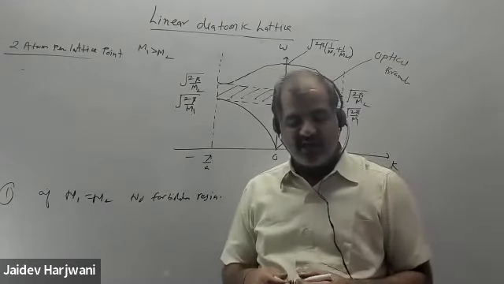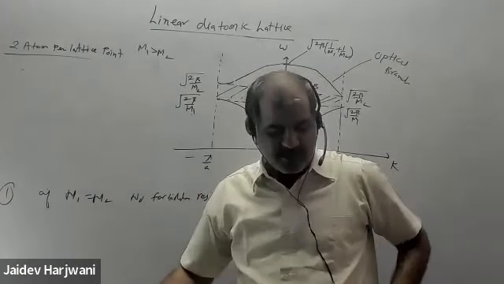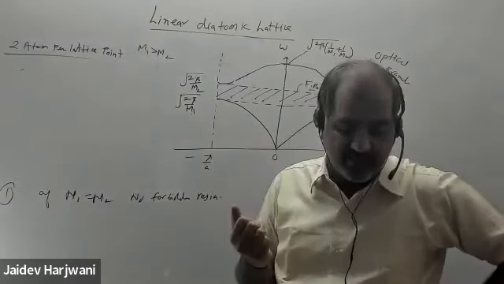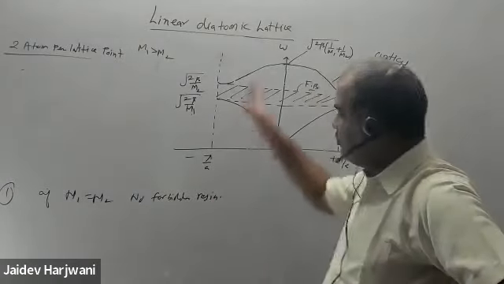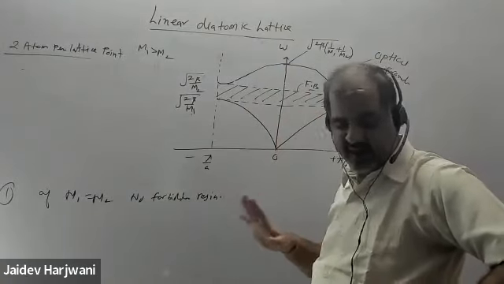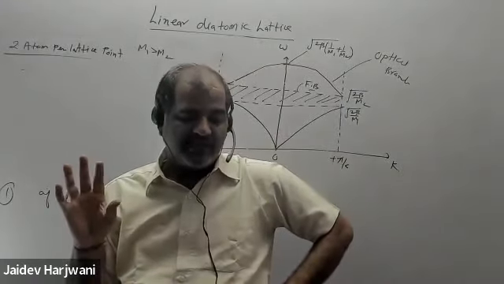If m1 equals m2, everything becomes the same, doesn't it become a linear lattice again? Yes, sir, it becomes a linear lattice again. Yes, sir. But still we have two branches. That is the point I want to clear. It is not that if m1 is m2, you say this is a linear lattice.